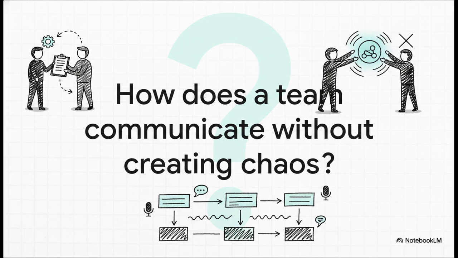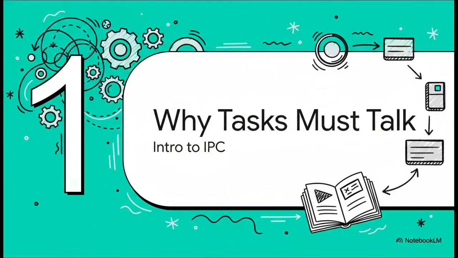And that is the million-dollar question, right? How do you stop one worker from jumping the gun before another one has the data ready? How do you prevent two of them from trying to grab the exact same tool at the exact same moment? You need rules. You need a system for communication. That leads us perfectly into our first section.